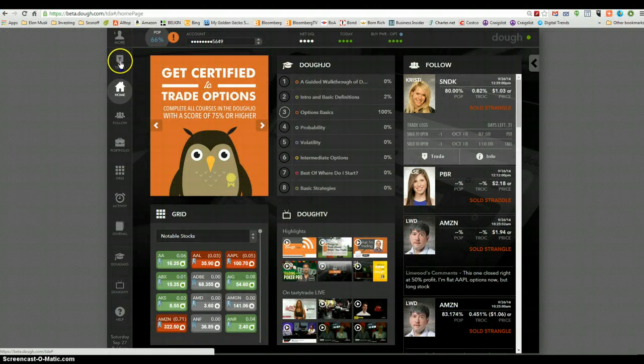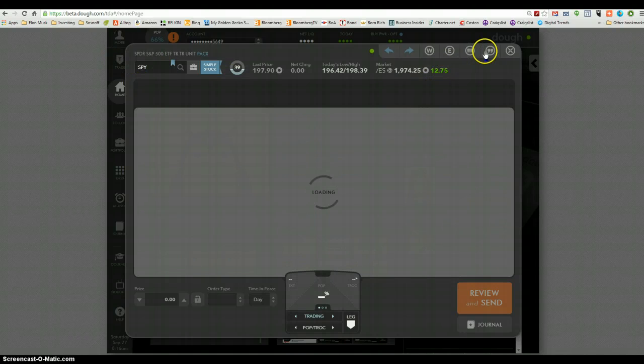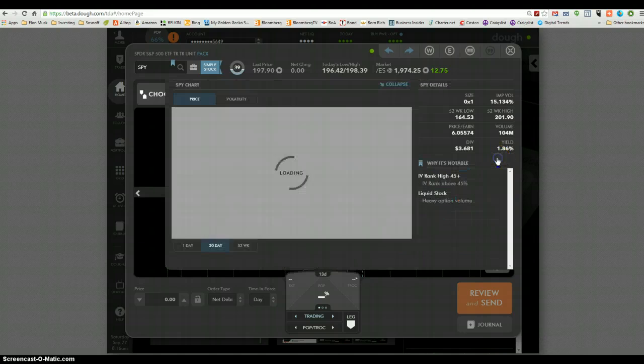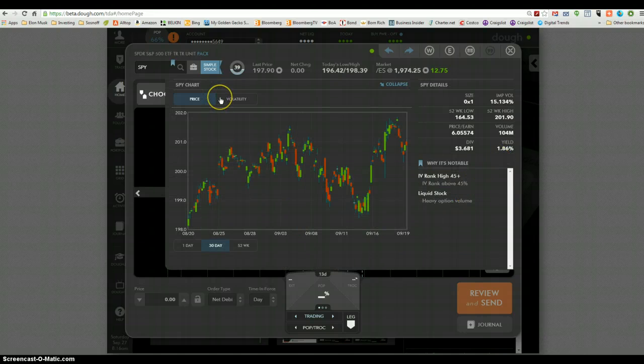Just go to your trade page, look up any symbol, click on the quotes tab right here, and you'll see a chart pop out. And then you can expand the chart right here. Okay, and it does have a volatility chart as well.